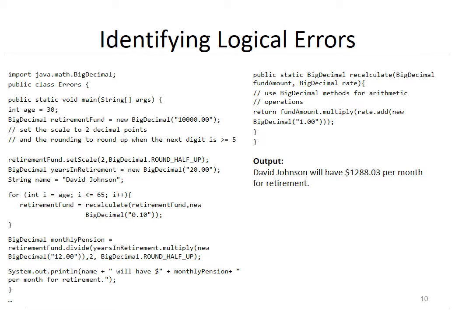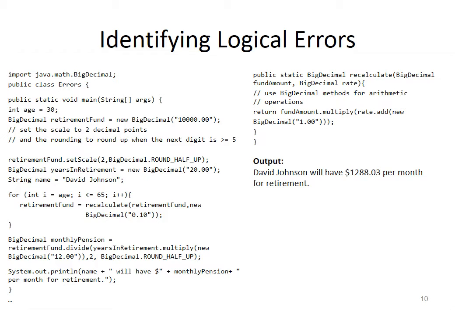The class BigDecimal offers the developer complete control over how values are rounded. You can see it illustrated here. We first import the class using the statement import java.math.BigDecimal. The retirement fund variable is then defined as a BigDecimal object with its scale set to 2 decimal points. We also set the rounding to round up when the next digit is bigger than or equal to 5.